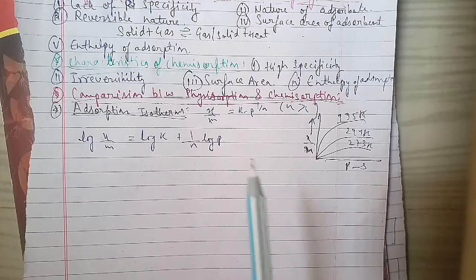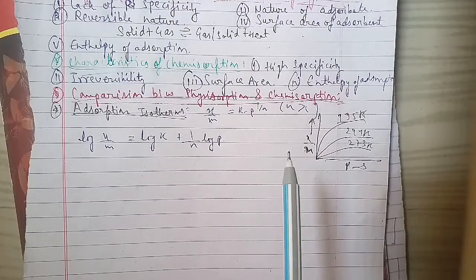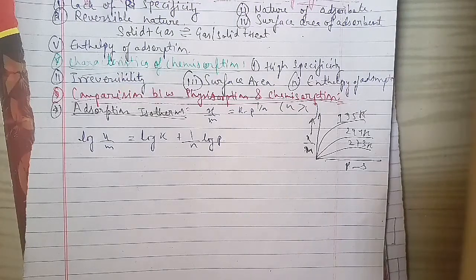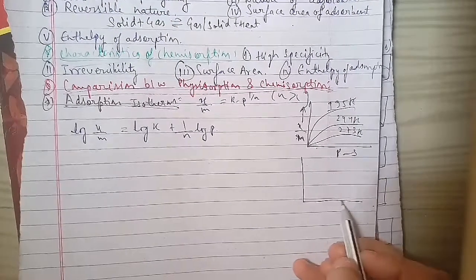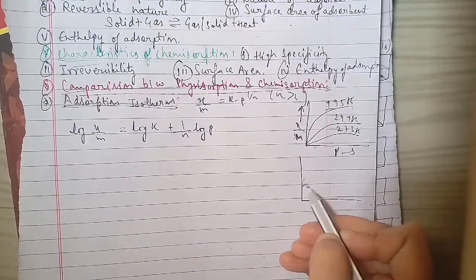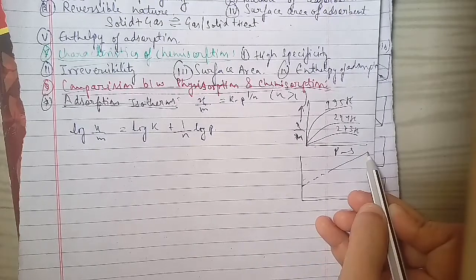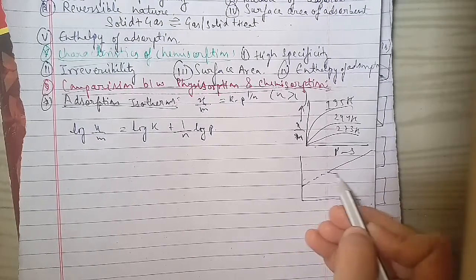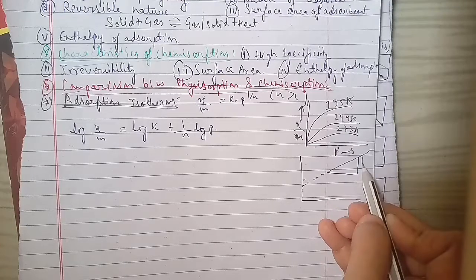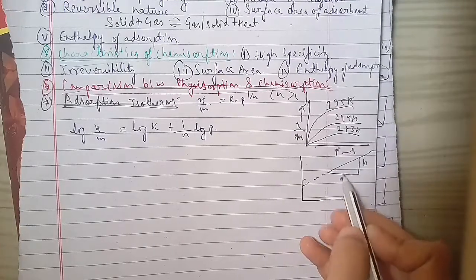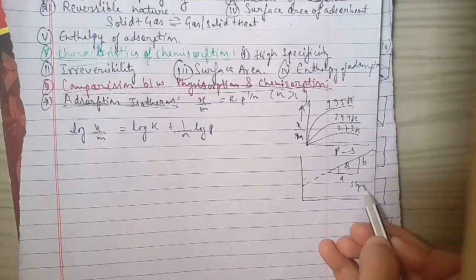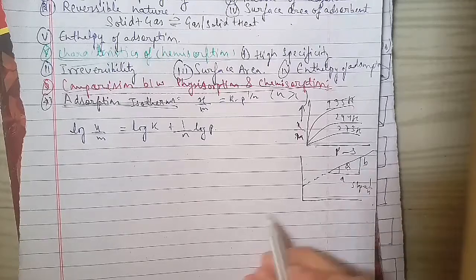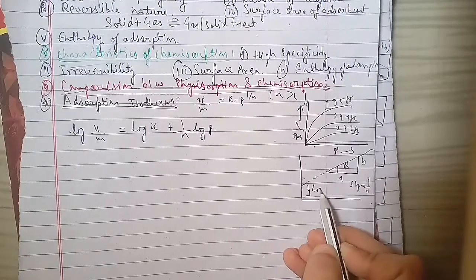This is B, A, this is Q, where slope equals 1/n, and this is the log k intercept, we can see that. And this is your log p, and here it is your log x/m that we have represented. And this is the Freundlich isotherm.